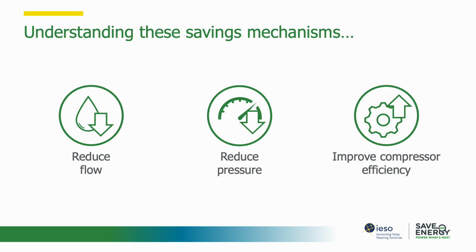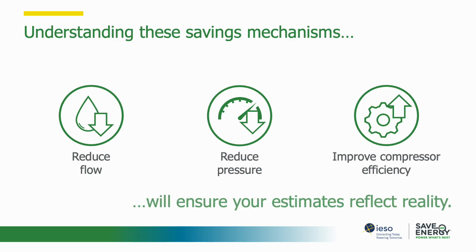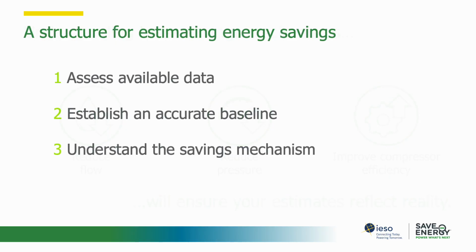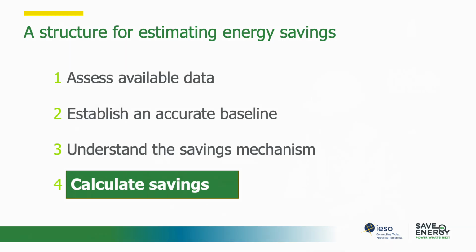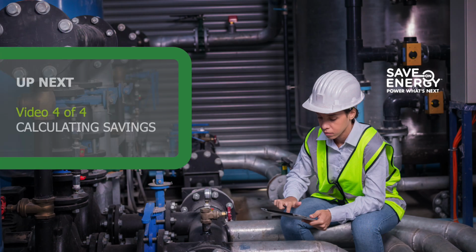Understanding these three savings mechanisms and how changes to your compressed air system will affect your baseline energy consumption will help you make accurate assumptions in your calculations and avoid estimated savings that don't reflect reality. The last step is to identify appropriate savings calculations. In the next video, we'll apply what we've covered so far to select a savings calculation approach that's appropriate for your system and energy conservation measure.